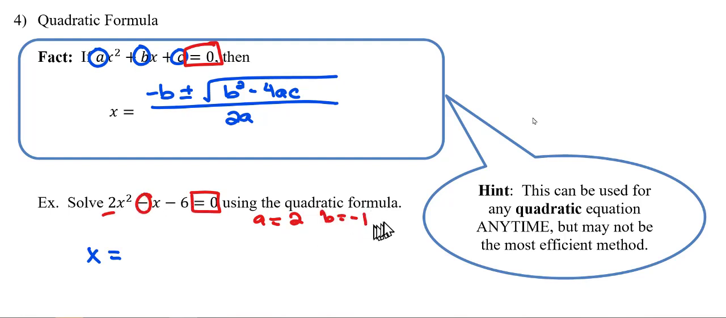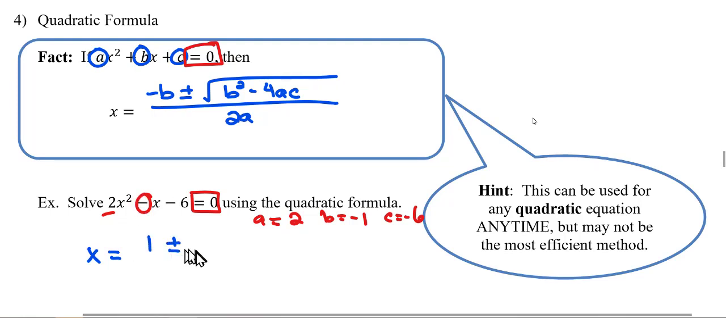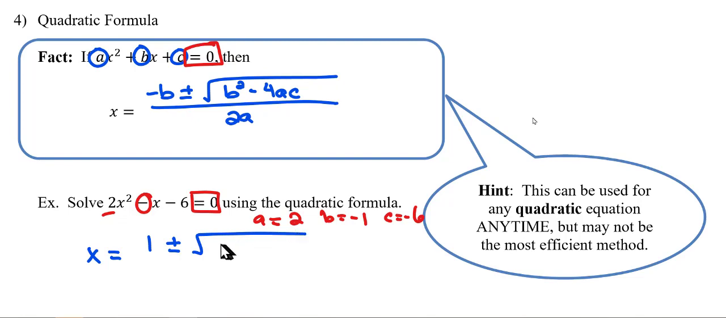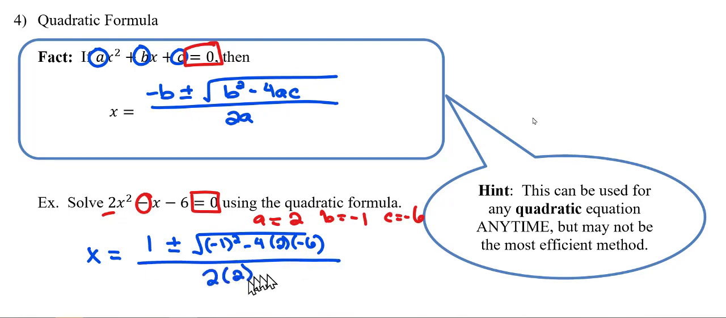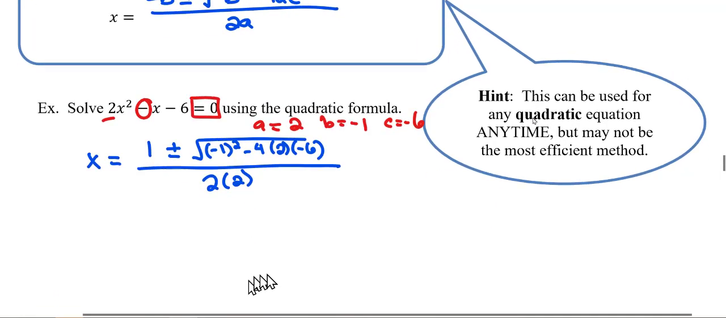b is negative 1, that's this guy here. And c is negative 6. And we just plug those into our formula. The opposite of b, so we have negative of negative 1, will be positive 1, plus or minus b squared, that's negative 1 squared, minus 4 times a is 2, and c is negative 6, all over 2 times a is 2.